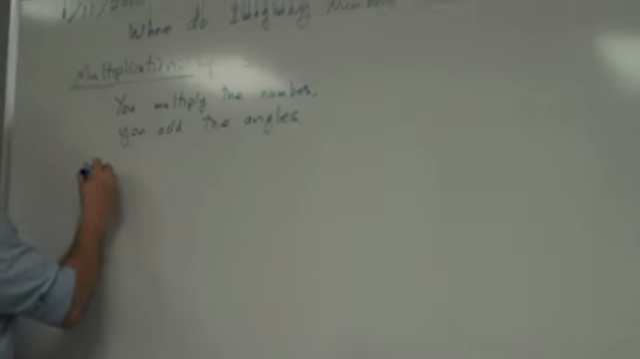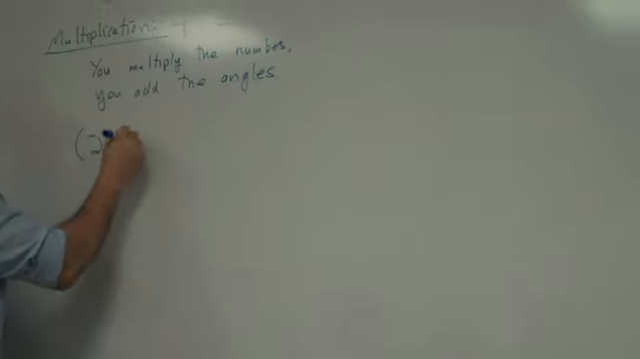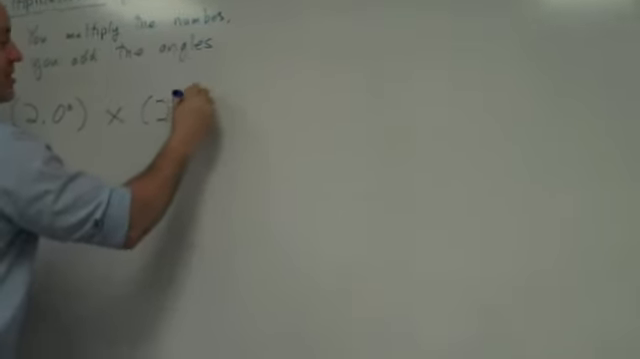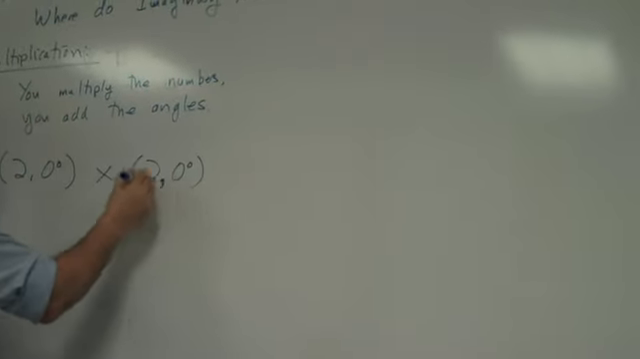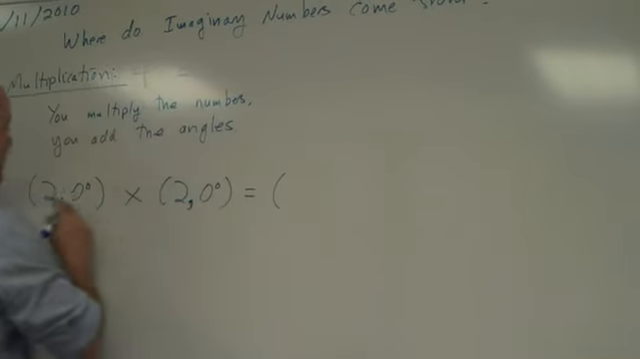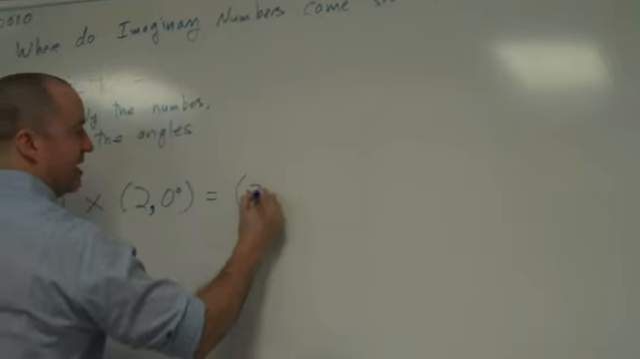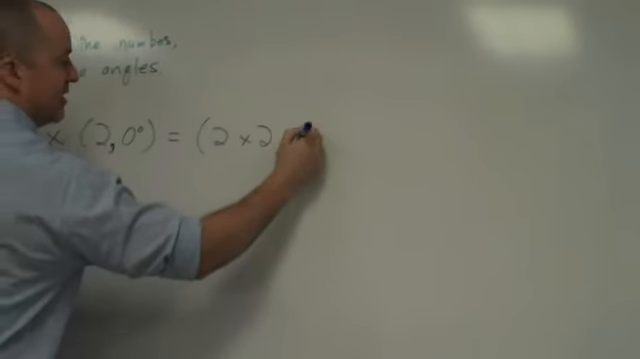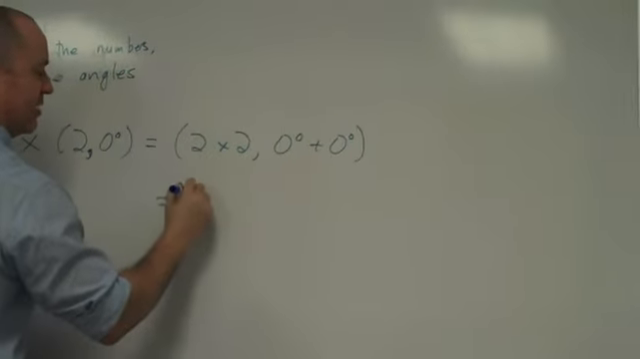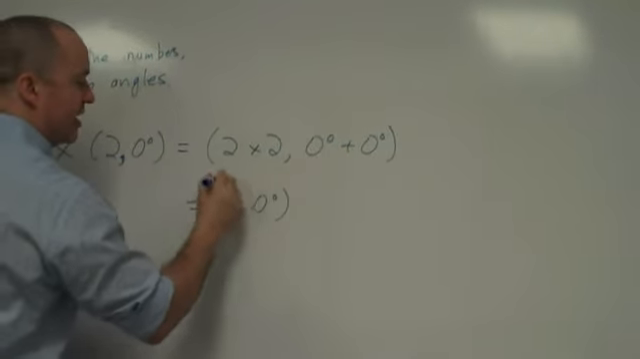Okay. So let's say I ask you what is 2, 0 times 2, 0. Okay? Brian, if you just change these into positives, what do you get? You get 4. You get 4 because it's 2 times 2. Positive 2 times positive 2. And then 4, 0 degrees. Yep, so that works with his rule, because you multiply the numbers and you add the angles, which gives you 4, 0 degrees.